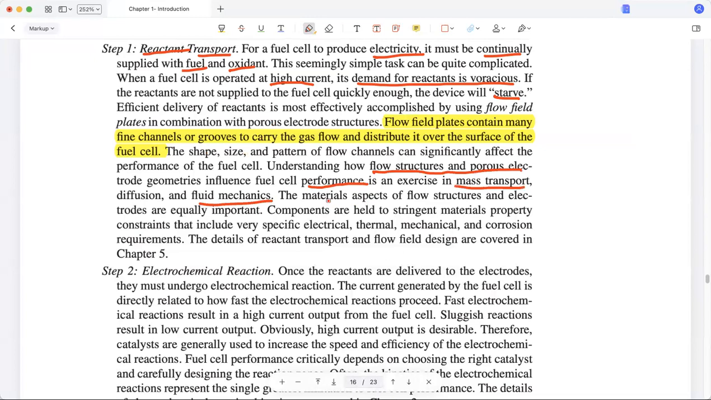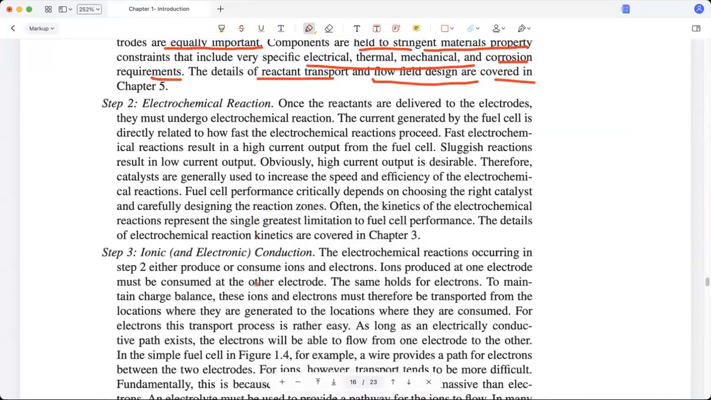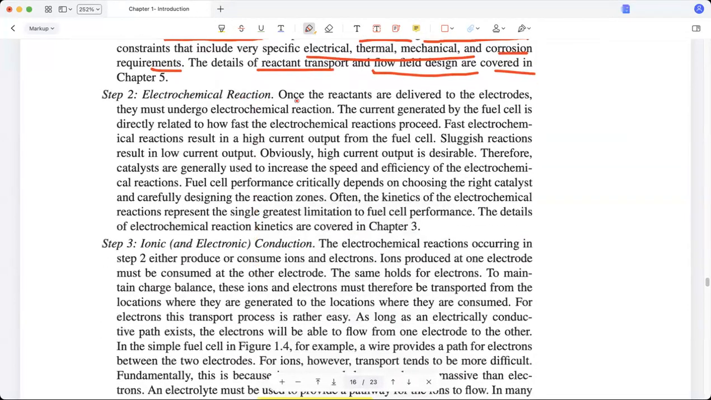The materials aspect of flow structures and the electrodes are equally important. Components are held to stringent materials property constraints that include very specific electrical, thermal, mechanical, and corrosion requirements. The details of the reactant transport and flow field design are covered in the subsequent lectures. Then you have the electrochemical reaction.